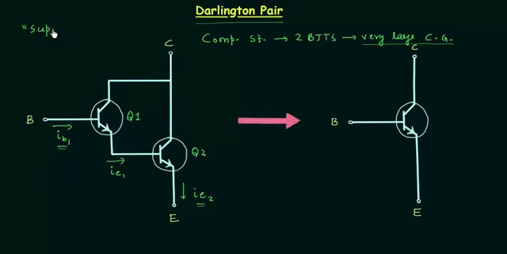Let me write this down. We also call it super beta transistor, and these two transistors work as a single transistor. You can see this terminal is the base terminal, this is the collector terminal, and this is the emitter terminal. So we can consider these two transistors as a single transistor, and let's call it Darlington transistor QD.